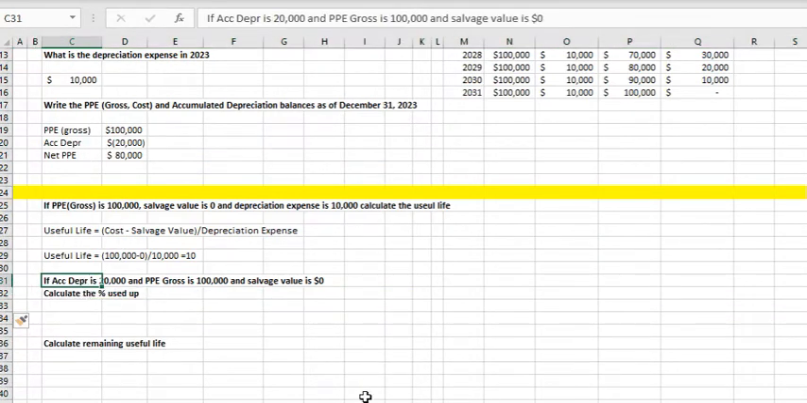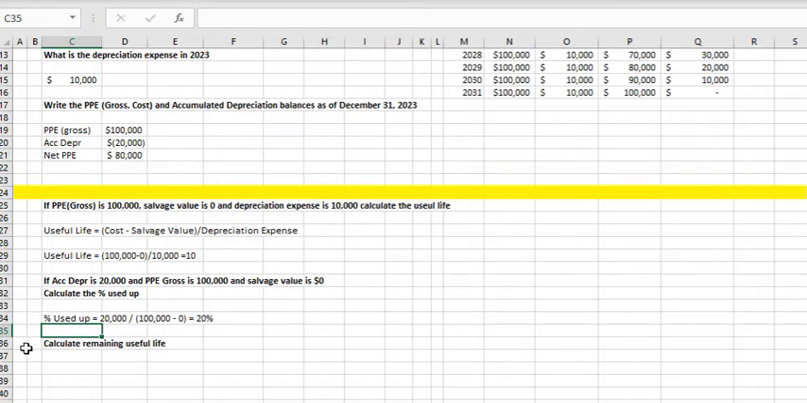We are going to assume that accumulated depreciation is 20,000, PP&E gross is $100,000, and salvage value is zero. We are going to calculate the percent that is used up. The way we are going to calculate this is, percent used is going to be equal to, I'm sorry, the accumulated depreciation divided by the 100,000 cost minus the salvage value. So the depreciable base is in the denominator and our accumulated depreciation is in the numerator. If we do that, you find that it's 20%.